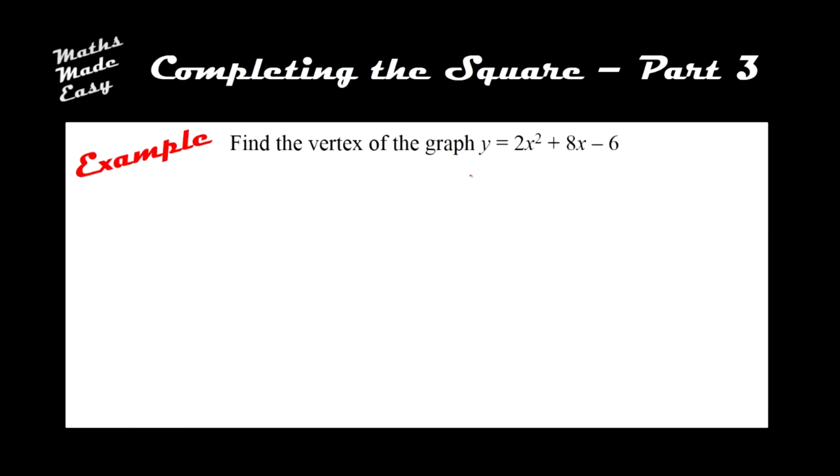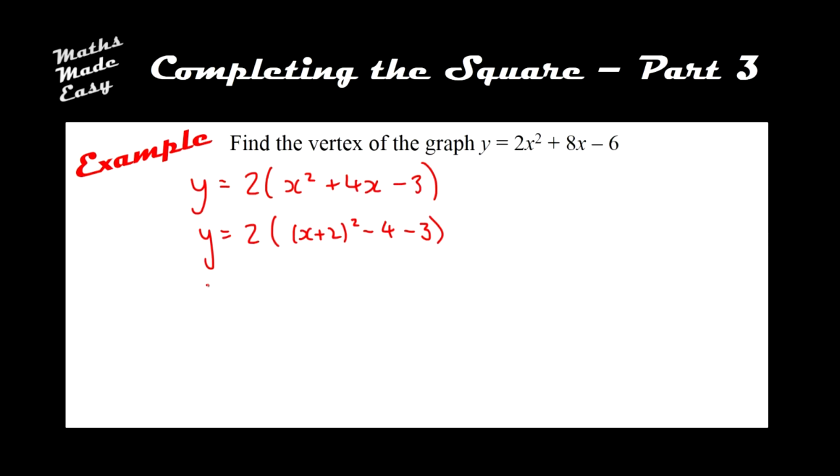Okay, let's look at one slightly harder example. So if you've watched Completing the Square Part 2, you'll know how to complete the square on something more complicated like this. In terms of finding the vertex, the same logic still applies. So we're going to factorize the 2 out of every term first, like so, and then complete the square on the bit in the bracket, which is x plus 2 all squared minus 4 minus 3, and then y equals 2 lots of x plus 2 all squared, take away 7, and then multiply back through by the 2 lots of x plus 2 all squared, subtract 7.